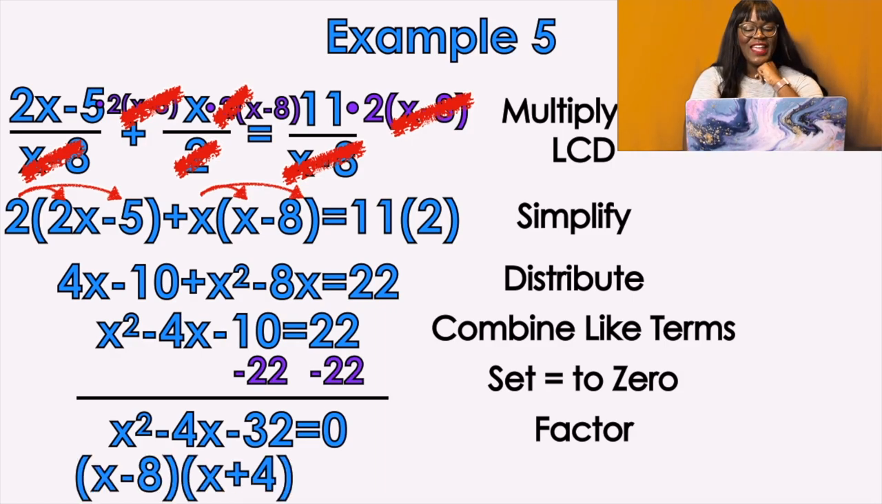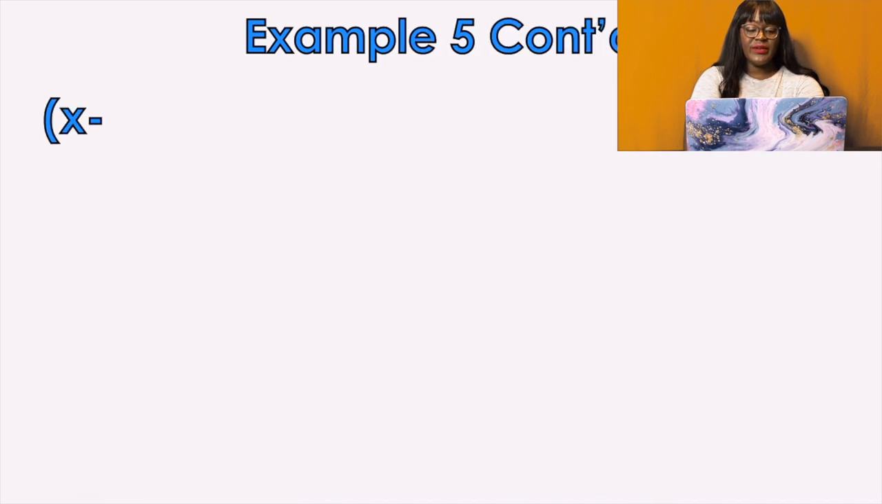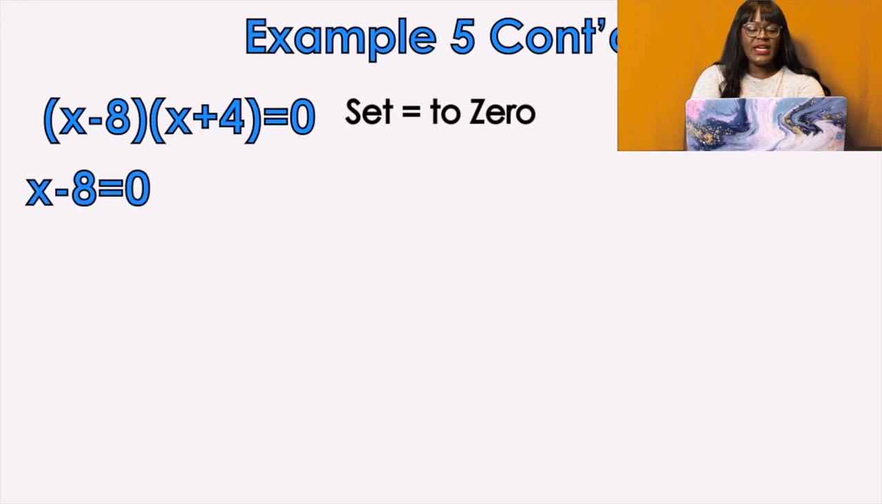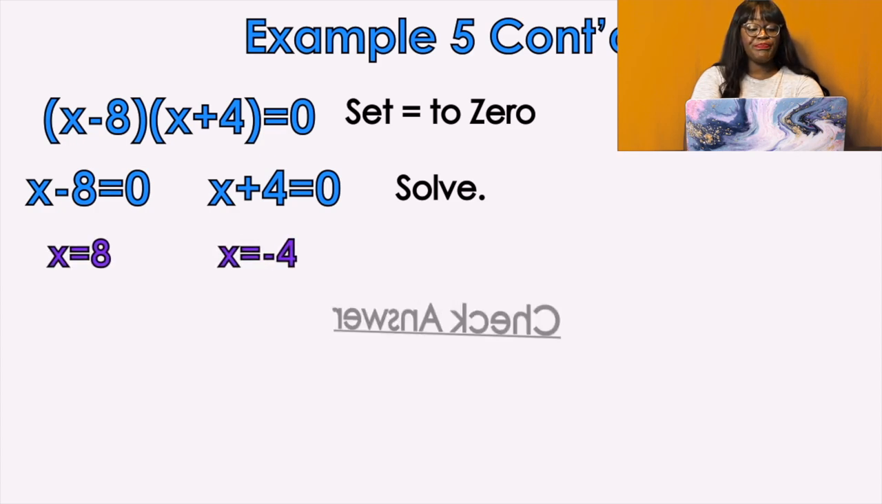Okay. x minus 8, x plus 4 equals 0. Good. Look at you. Continuing this problem on the next slide. Set equal to 0. Okay, so I have x minus 8, x plus 4 equals 0. Setting that equal to 0, x minus 8 equals 0, x plus 4 equals 0, x equals 8, x equals negative 4. Check your answer.